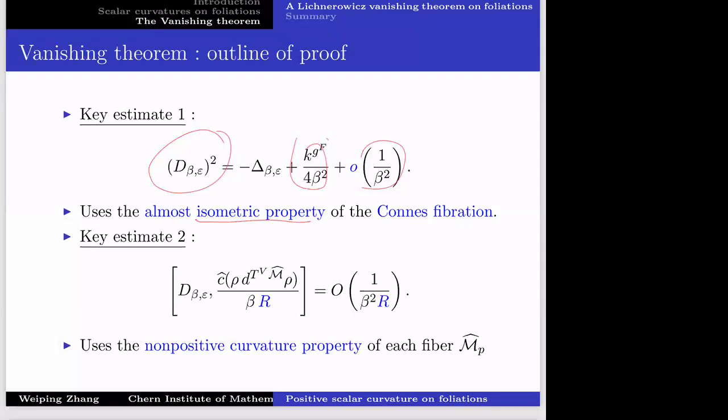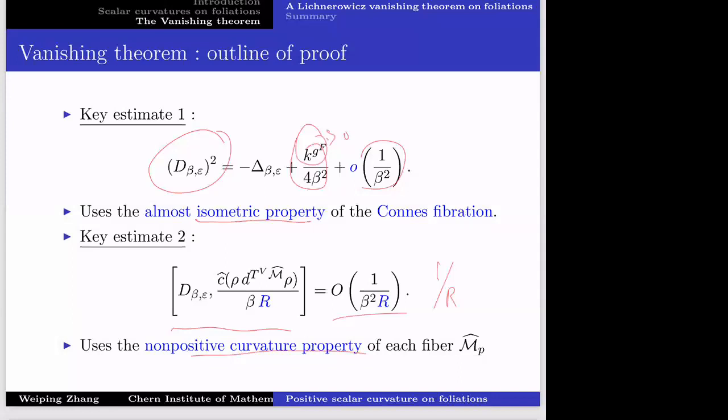And the second estimate is that, see, with this R, the bracket is equal to, there is an R here. So then this scalar curvature could dominate this 1 over R. 1 over R is positivity. So when R is large, this property comes from the non-positivity of curvature around the fiber.